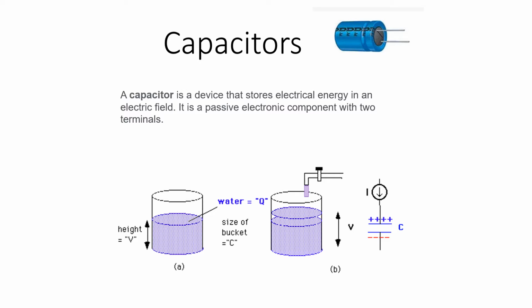And the filled water is nothing but charge. And the height of the water is nothing but voltage. So the size of the bucket is capacitance, the water filled into the bucket is charge, and the height of the water is voltage.